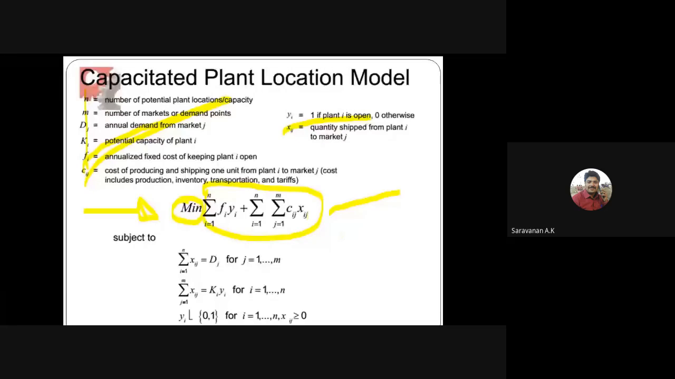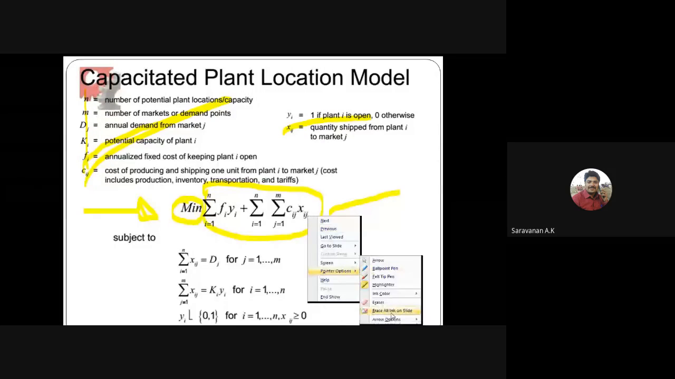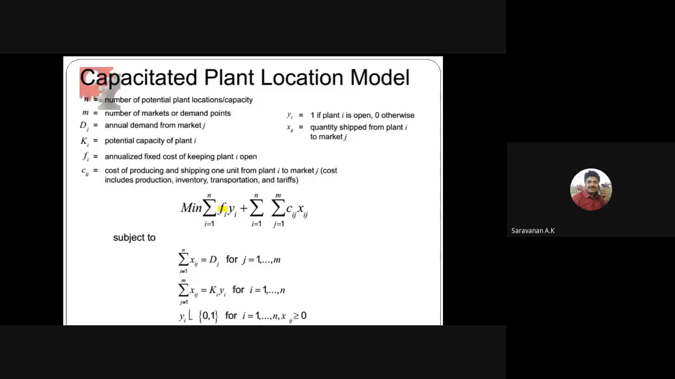What are the costs? Here you can see fi and yi. It is the fixed cost, and the fixed cost is summed with the variable cost. That variable cost depends upon the quantities. The variable cost creates more impact on the supply chain cost. If the quantity is high, surely the variable cost will increase.